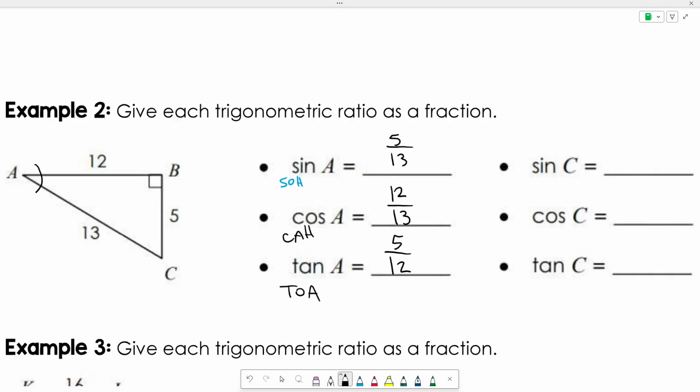We do the same thing over here with my reference angle of C this time. So sine, remember, is opposite over hypotenuse. This one is adjacent over hypotenuse. And this one is opposite over adjacent. So for my C, the opposite this time is 12. 13 does not change, so 12 over 13. For my cosine, it's going to be 5 over 13. And then for the tangent, it'll be 12 over 5.